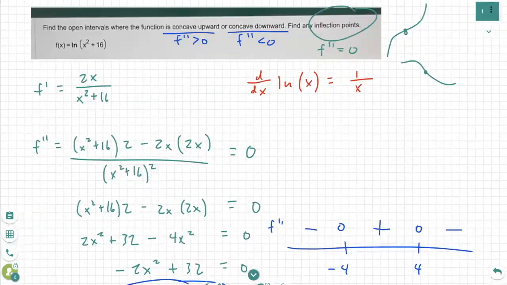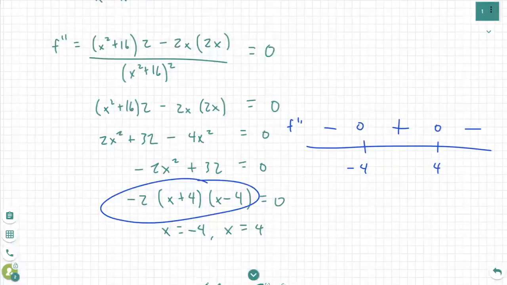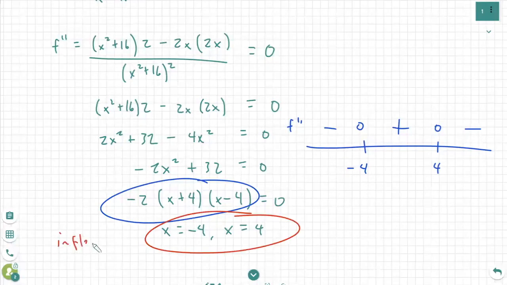Inflection points are when the second derivative is 0. Okay, so that's what we found. When we set the second derivative equal to 0, these are the x values we found. Right, this is where the function switches between concave downwards and upwards and downwards.